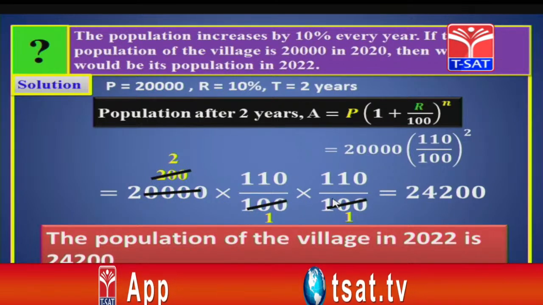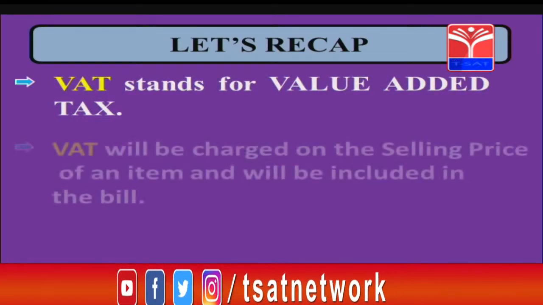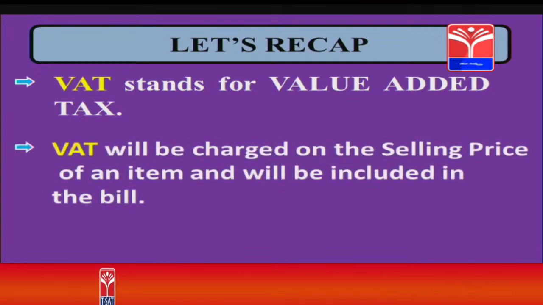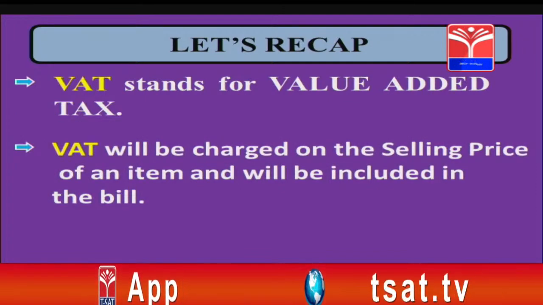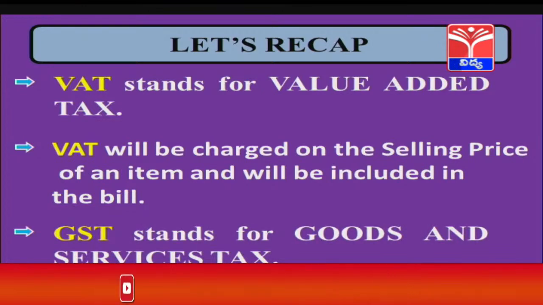24,200. So, children, today we have learnt the concepts of VAT, GST and compound interest, and also we have solved some of the problems based on these concepts. I hope you have understood very well. So, before we end our session, let us quickly recap what we have learnt. VAT stands for value added tax. VAT will be charged on the selling price of an item and will be included in the bill. GST stands for goods and services tax.